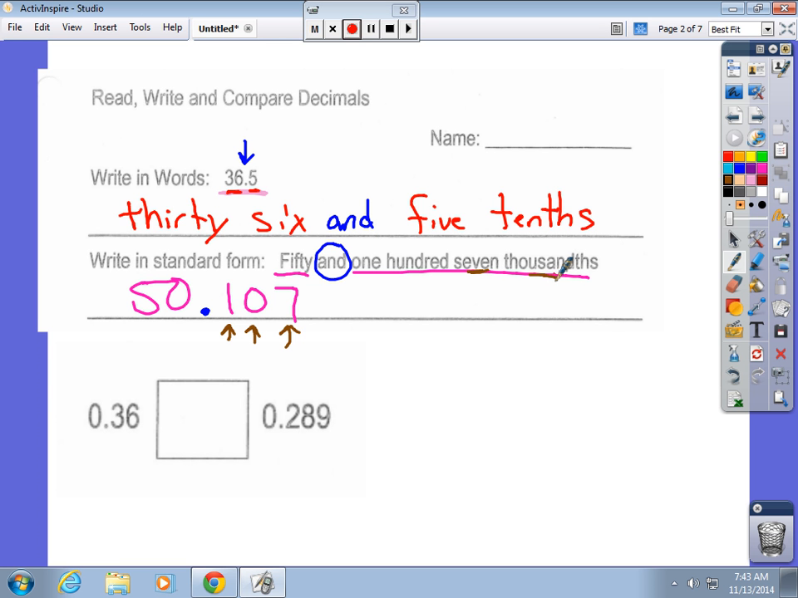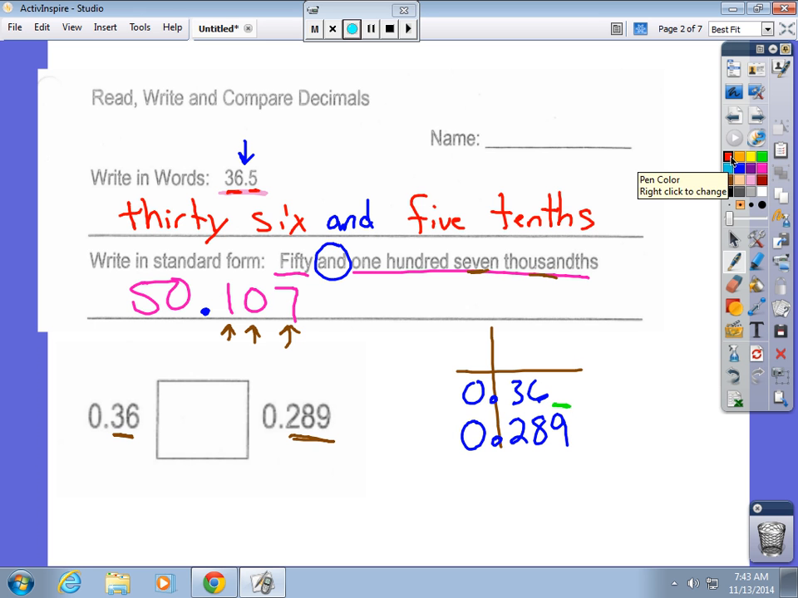Next, we're comparing these: greater than, less than, or equal to. At first look, it looks like 36 and 289. It should be very clear that 289 is bigger than 36, but then you go, wait, I see a decimal. Let's sketch ourselves a quick T-chart here. Go ahead and put those in. We have 0 and 36 hundredths, and then we have 0 and 289 thousandths. Remember, it's not really fair to compare right now because we are missing a place here. We don't have a digit in that place. Let's go ahead and put a digit in there.